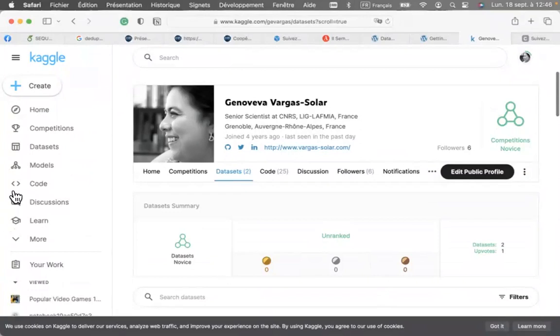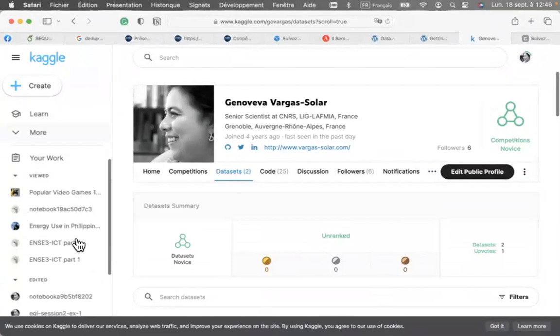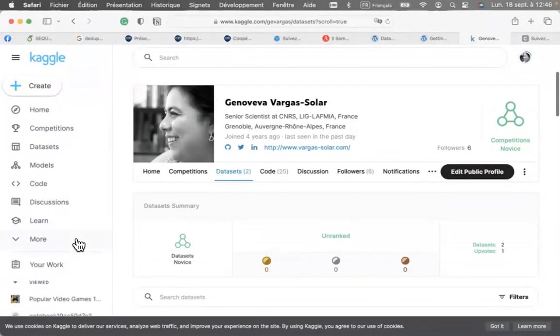And on the left side, you are going to have many services, okay? So the basic ones that I have described, but other services. Of course, you are going to have the data sets service where you are going to deal with the data in the way that I have described. But you can also have models, code, discussions.